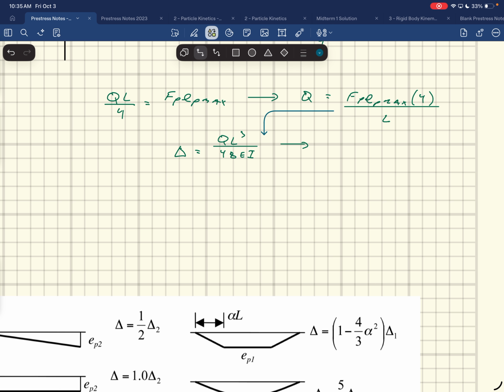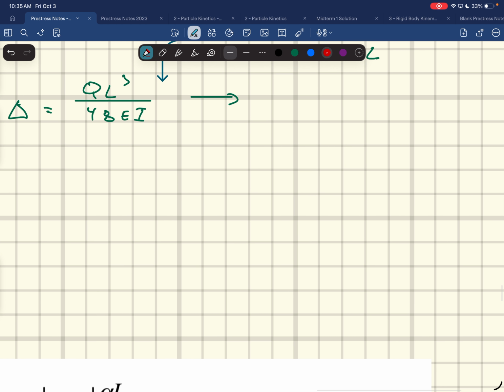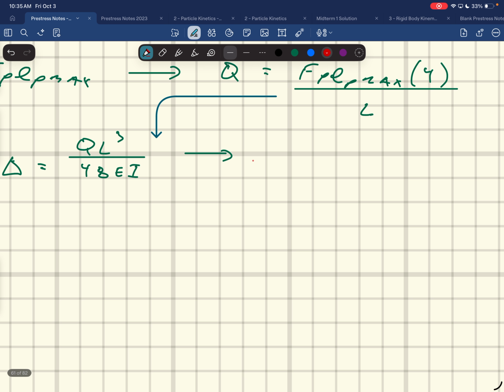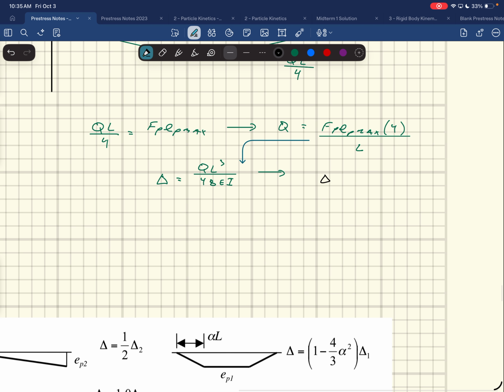You take that, substitute it in there, right? And then you get the displacement. Just to show you, the displacement you get from that eccentricity there would be negative FP EP max times L squared all over 12 EI.